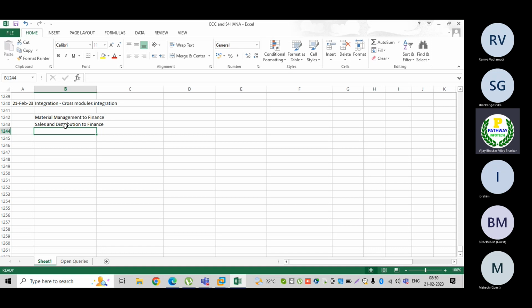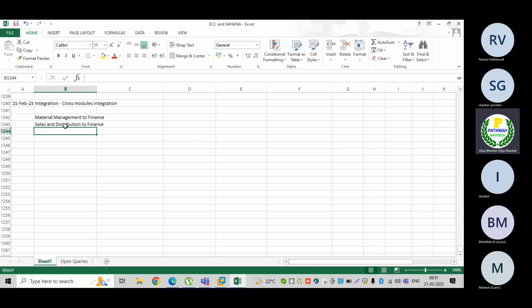Similarly, CO has integration with PP production and project systems. There are multiple cross modules which integrate with finance, not only these two. I'm just giving an overview of the integration part. But now we are going to see MM and FI integration, and SD to finance integration. These two modules are quite common.